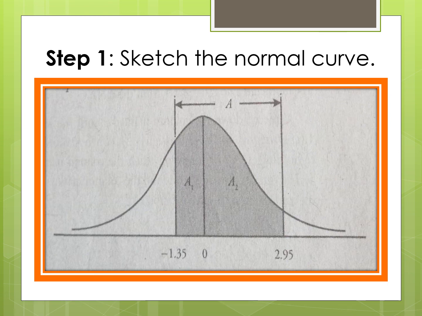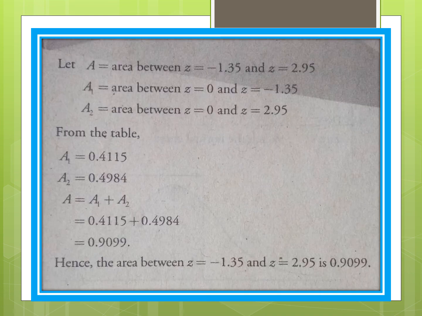So ibig sabihin, sa shading pa lang ng normal curve, malalaman natin if we're going to subtract or if we're going to add. So in this type of normal curve, mapapansin ninyo, we are going to add the area between negative 1.35 and 0 and the area between 0 and 2.95. So yun yung magiging area natin. In doing so, hanapin muna natin yung area between 0 and negative 1.35. Ito siya. So we have 0.4115.